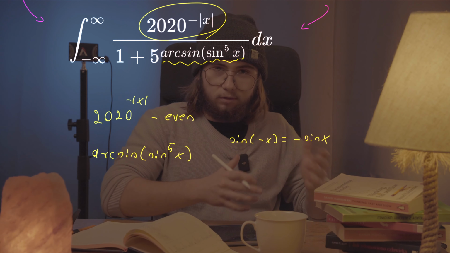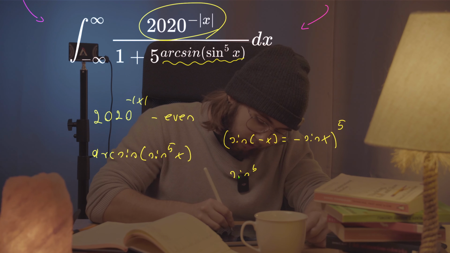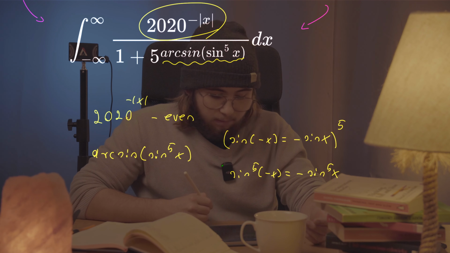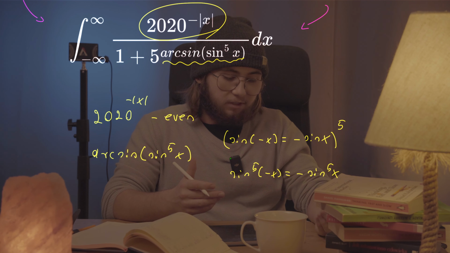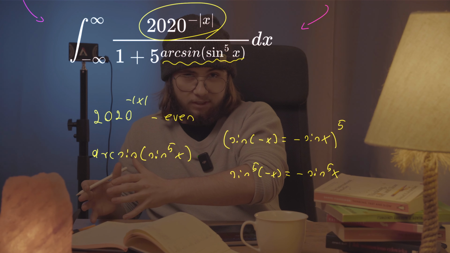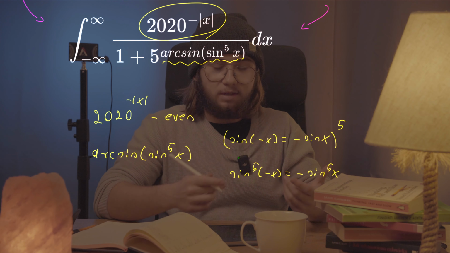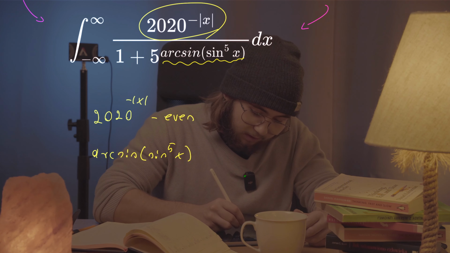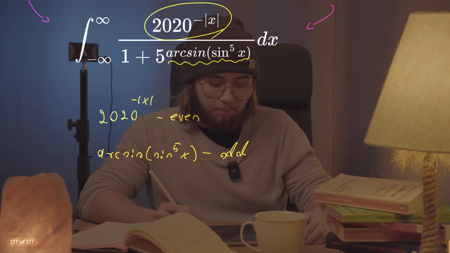If we now raise both sides of this equation to the fifth power, we get that sine to the fifth of negative x is equal to negative sine to the power of 5 of x. Now, arcsine is also an odd function, so the arcsine of negative sine to the fifth of x is negative arcsine of sine to the fifth of x. So this entire composite function is going to be odd. And I would like to show you a neat trick right now.